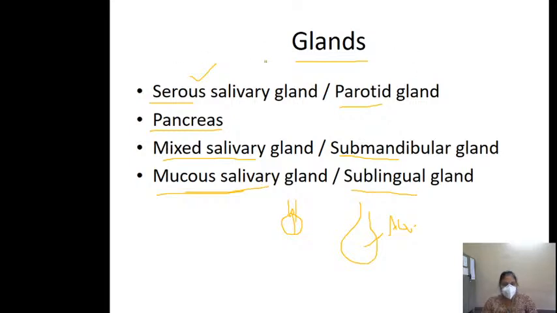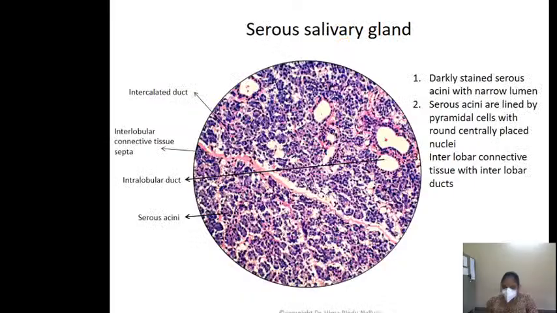It is not purely serous, it is predominantly serous, it is not purely mucous, predominantly mucous. And mixed one is the submandibular gland. And pancreas is also included in this category of slides. So its exocrine part will resemble the serous salivary gland. Pancreas you can identify by means that in between the serous acini you see the islets of Langerhans, that is the endocrine part of the pancreas. So that we will discuss later. So this is the serous salivary gland.